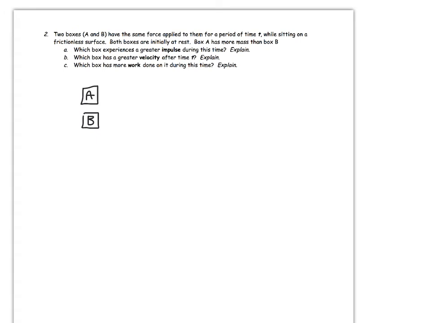So we have a situation here where we have two boxes with the same force applied to them. We'll call that F. While they're on a frictionless surface, we do know that box A is going to have more mass here than box B. So the first question we're asked is which one experiences a greater impulse during this time, and the answer is they experience the same impulse.